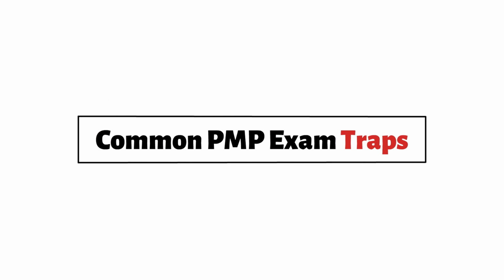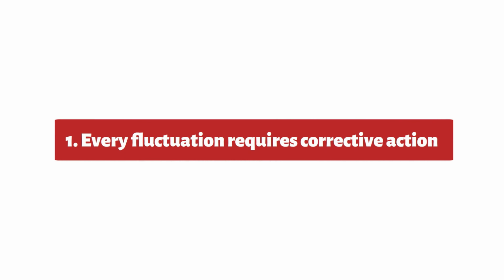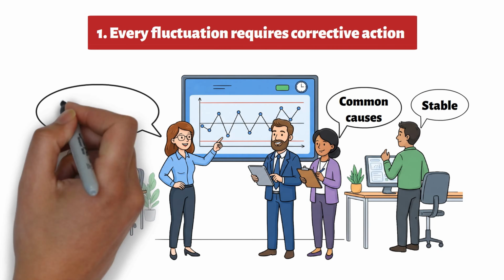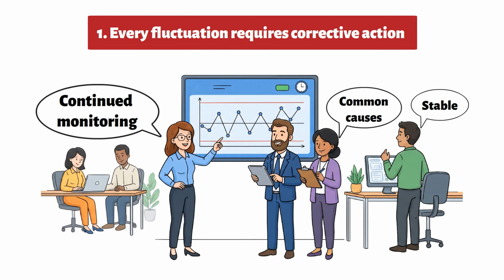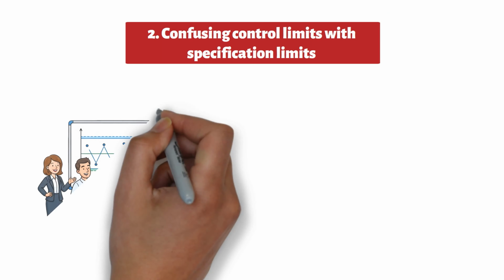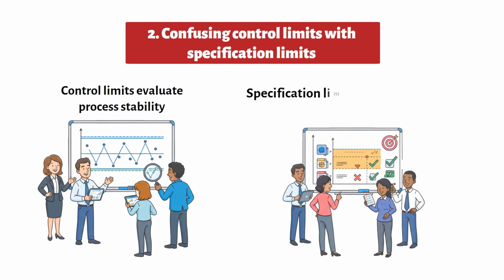Let's discuss some common PMP exam traps involving control charts. The first trap is assuming that every fluctuation requires corrective action. Not true. If the variation is caused by common causes and the process remains stable, the correct response is usually continued monitoring. The second trap is confusing control limits with specification limits. Remember, control limits evaluate process stability. Specification limits evaluate whether requirements are met.